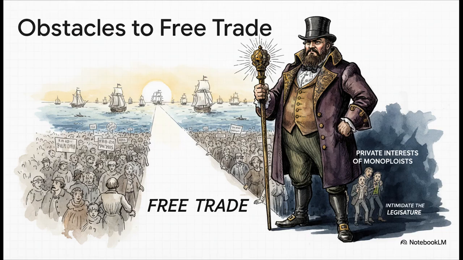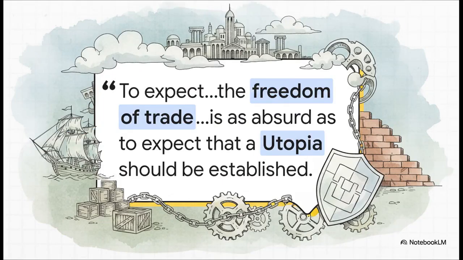Think about it. The people getting rich from these protectionist policies will fight tooth and nail to keep them. They form powerful lobbies that can bully and intimidate politicians into doing what they want. And this is his final, pretty stark conclusion. To believe that perfect, totally free trade could ever be achieved, well, that's just as naive as expecting a perfect utopian society to just pop up. The messy reality of politics and powerful private interests, he figured, would always get in the way.